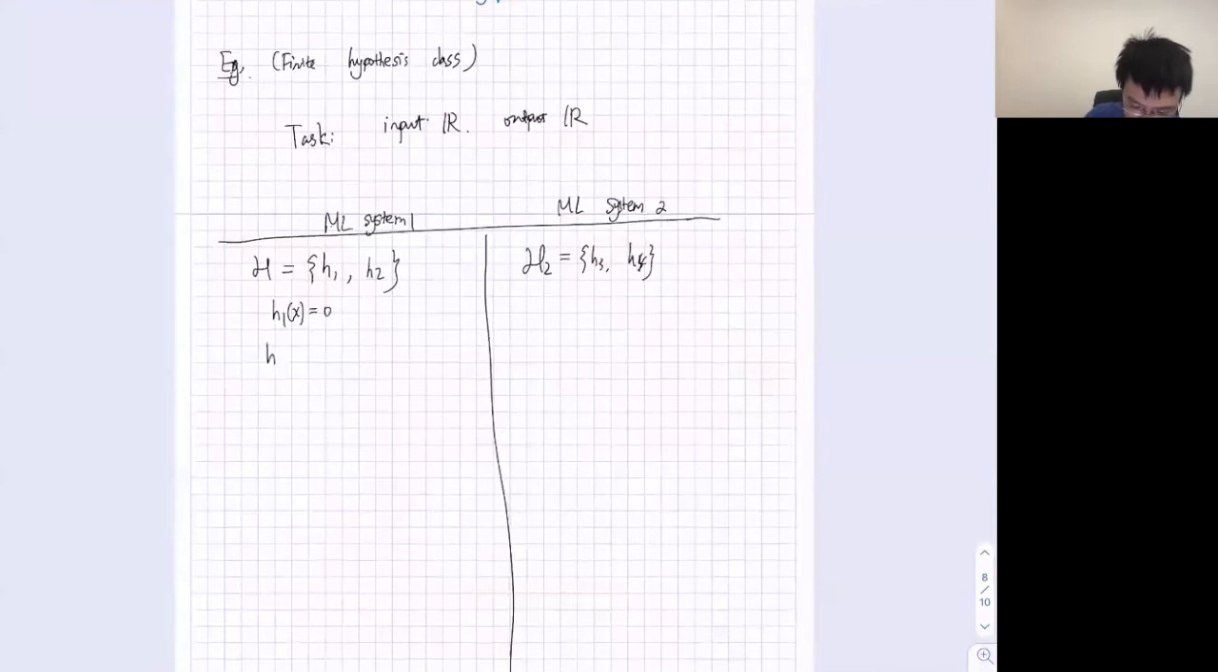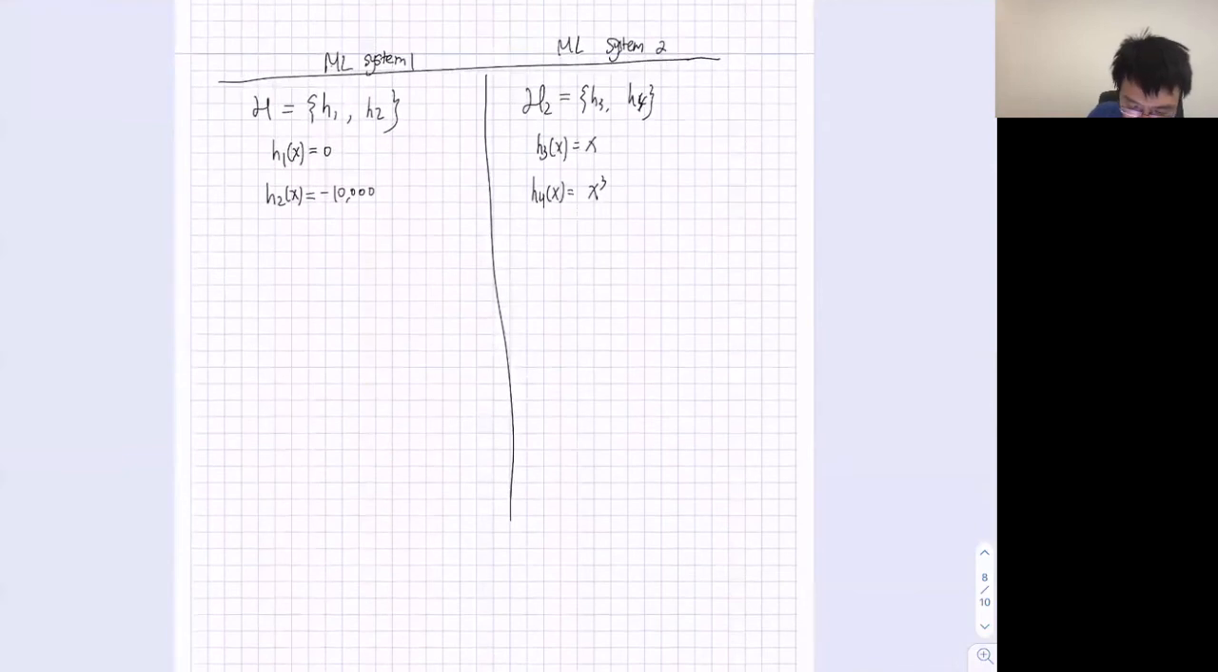And H2 of X is minus 10,000. Is that a function? Yes, it's a function. So H3 of X is X, okay? Is that a function? Yes. H4 of X is maybe X cubic, okay? So all of them are functions.